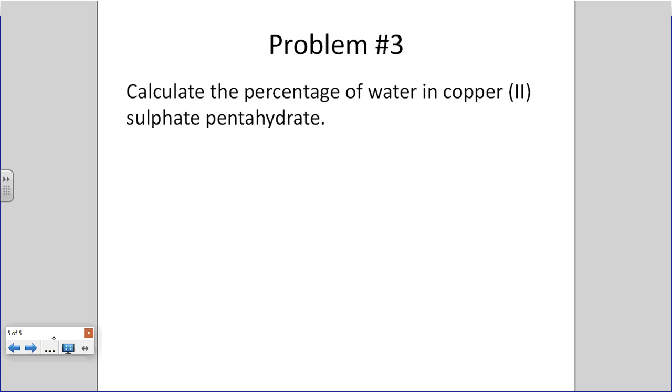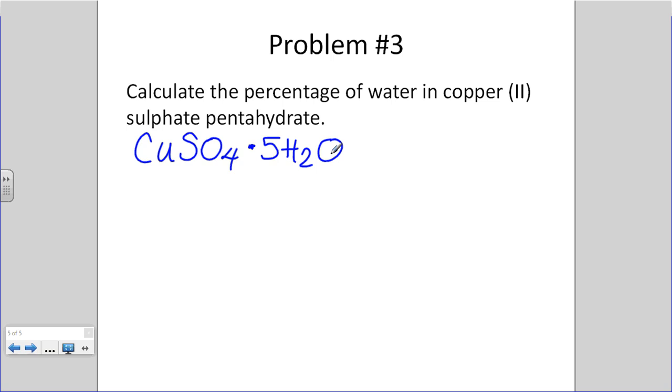So first, for some practice, pause the video and see if you can write down the formula for copper 2 sulfate pentahydrate. If you need to have a look at your periodic table and ion list, go for it. All right, let's make sure we check your formula work here. Copper 2 sulfate is CuSO4, and the pentahydrate, make sure we've got 5 water molecules.